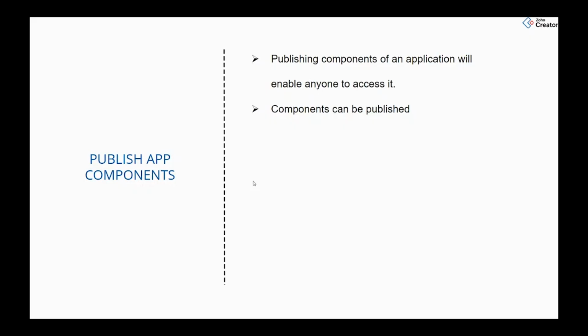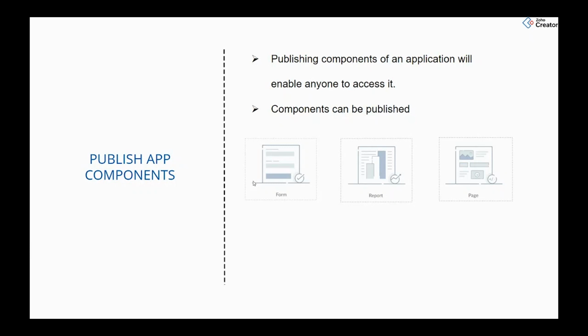In Zoho Creator, we have the publish app component feature. This helps us to publish the component of an application which everyone can access. The components that can be published in Zoho Creator are forms, reports, and pages. Forms are the place where we collect the information from the students. Reports are the place where we visualize the information that we collected from the students. And pages are the place where we create a dashboard or customized pages to give to the students to visualize. So these are the three components that we can publish in Zoho Creator.